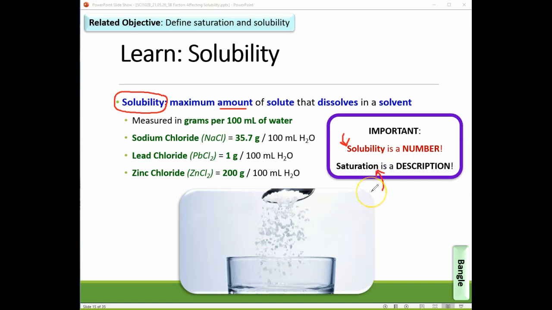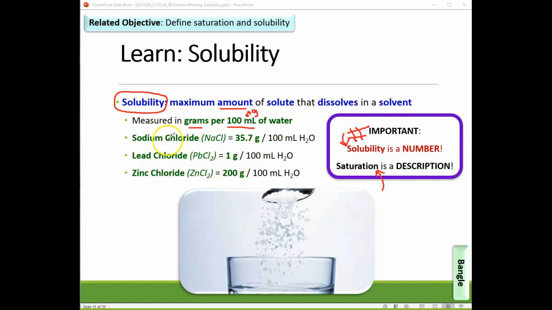So saturation is the point at which things stop dissolving. Solubility is the actual number of how much you have at that point. Okay, so solubility is a number. It's measured in grams of solute per 100 milliliters of water. Sometimes you'll see grams instead of milliliters, but just know that grams and milliliters of water, 100 grams is the same as 100 milliliters. So these can actually be used interchangeably, meaning they're synonyms to each other.